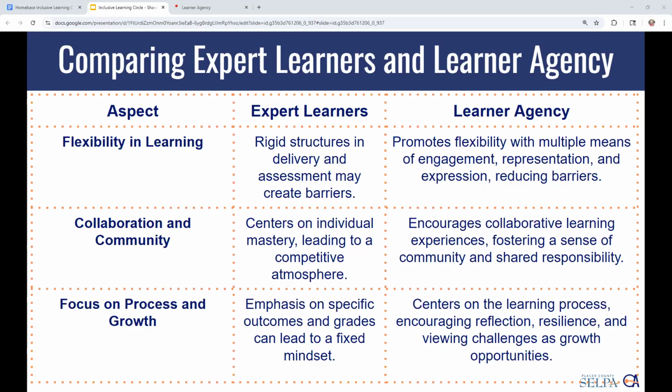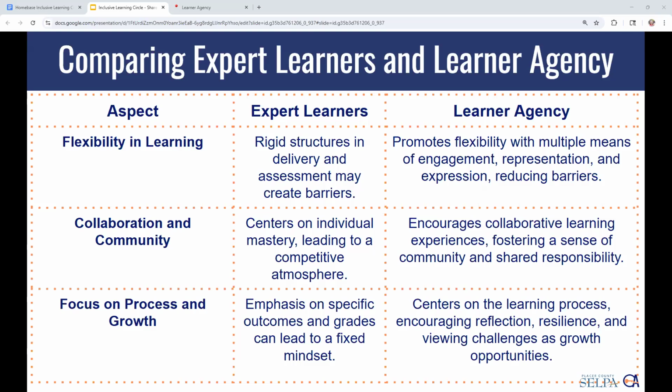So the guidelines themselves have remained very true to their core purpose, but now have a lot greater focus on what that learner focus is within the classroom environment. And when you think about learner agency, it really promotes this flexibility with multiple means of engagement. It also really focuses on how we are representing, how they are able to express, and focus on removing barriers. It also, with the term shifting to learner agency, really focuses on encouraging the collaborative experiences within the classroom, creating that sense of community and shared responsibility.